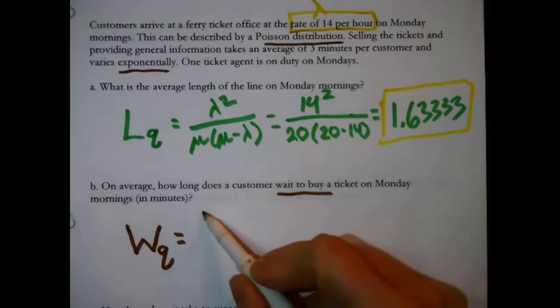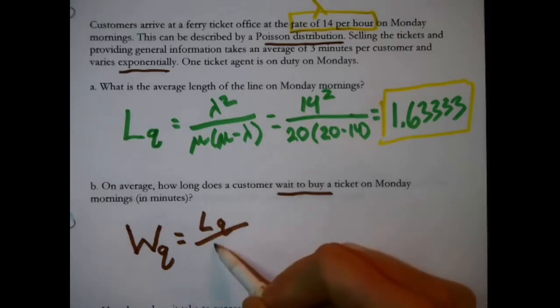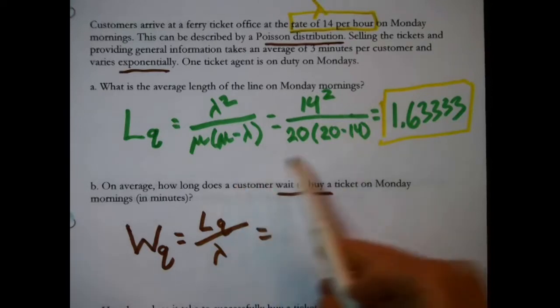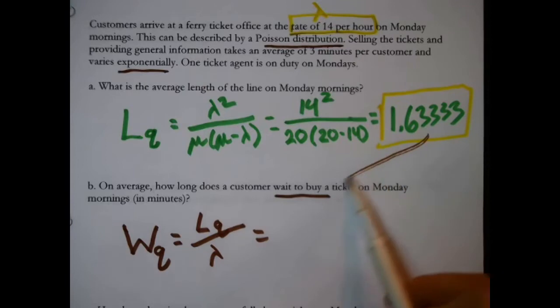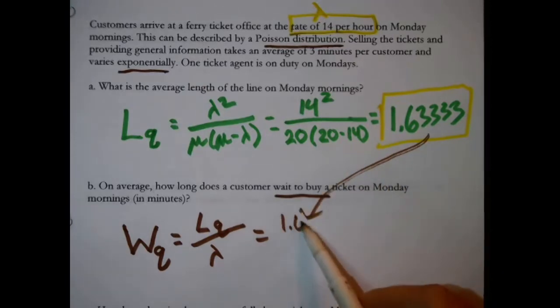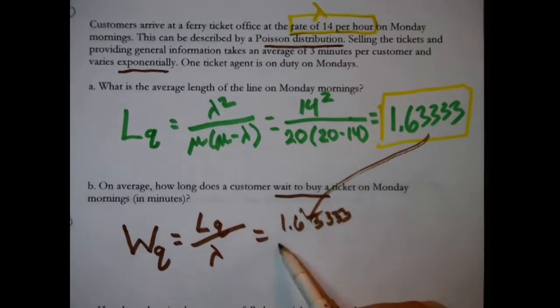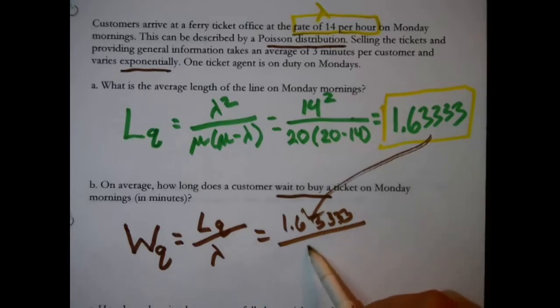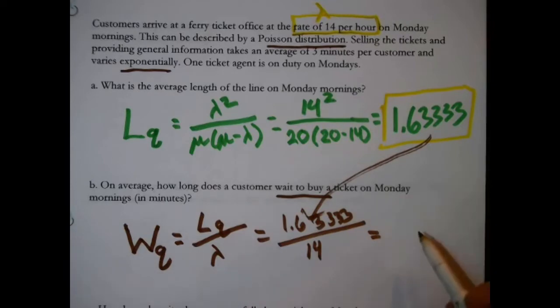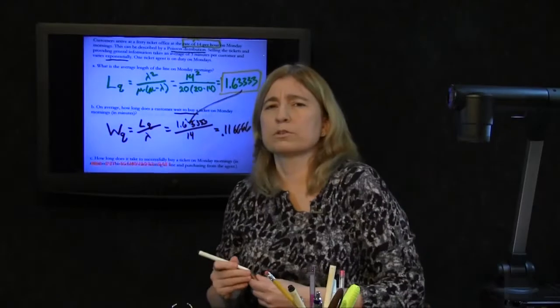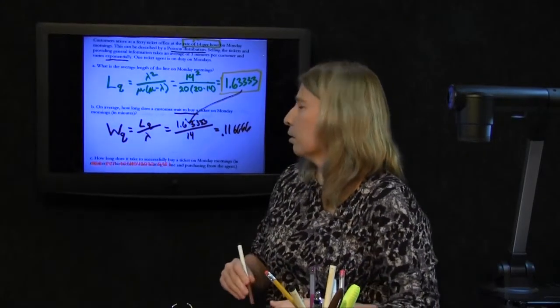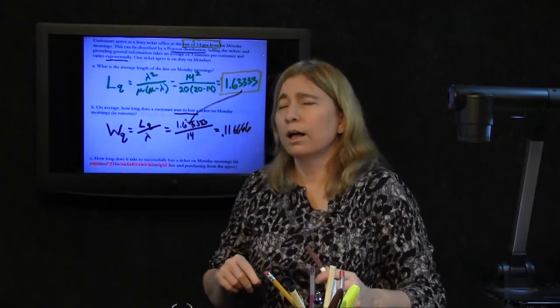Now WQ is LQ divided by lambda. So if you have done this on a calculator and you're still looking at it displayed on the screen, quick, we need that number, just say divided by 14. LQ divided by lambda. And you'll see something like 0.166666. A lot of repeating numbers in this particular problem. That's the answer.